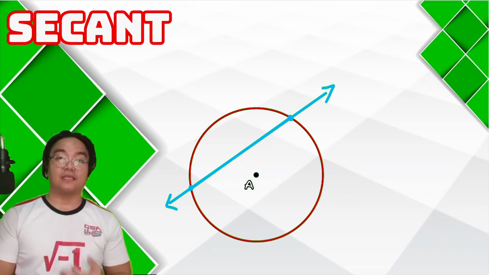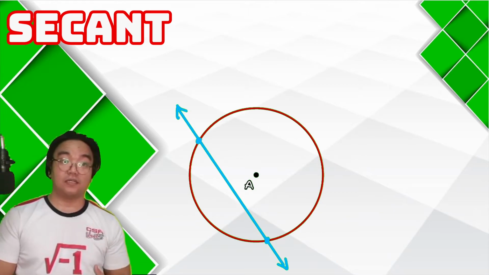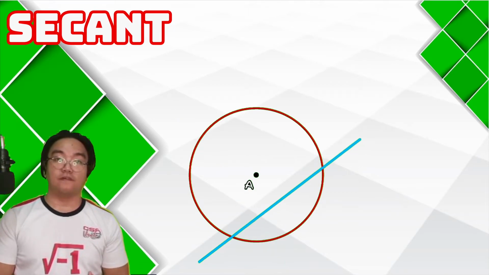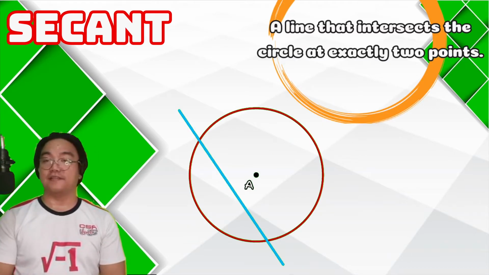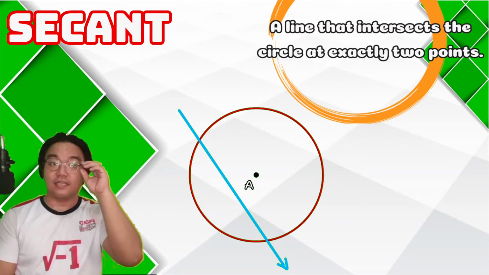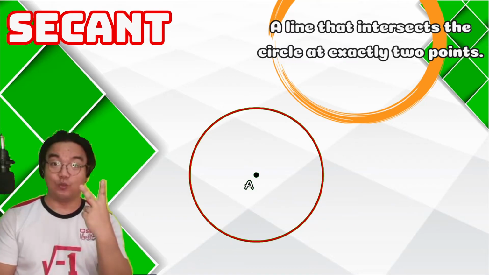Now, if you extend a chord outside the circle, the infinite line extension of that chord is called a secant line. A secant of a circle is a line that intersects the circle at exactly 2 points.